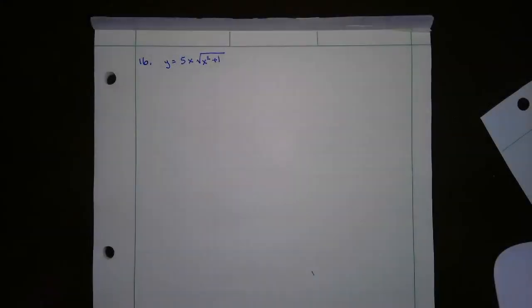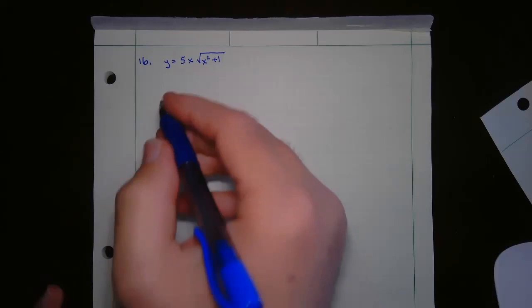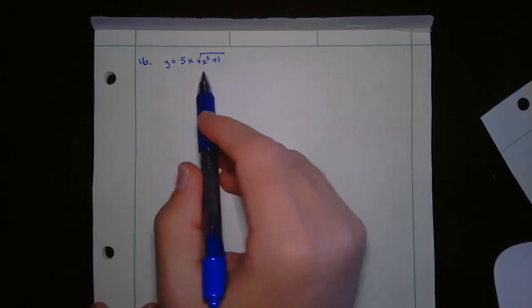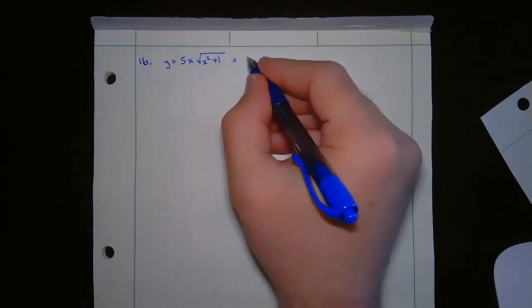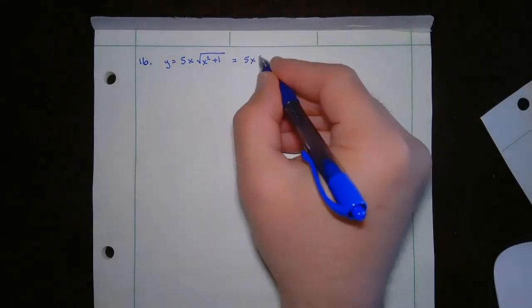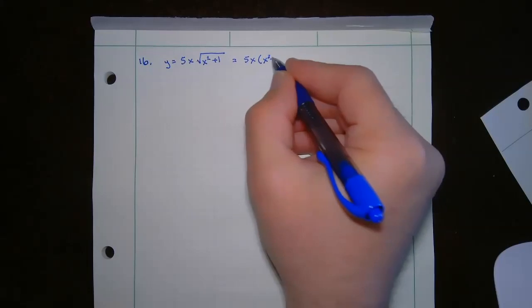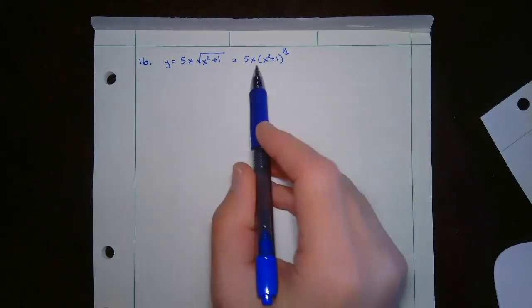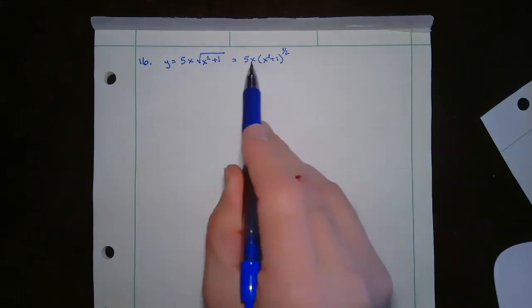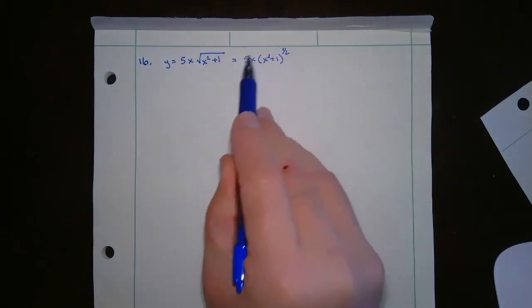So for 16, they're giving you y is equal to 5x times the square root of x squared plus 1, and they want you to find dy over dx at x equals 3. The best way to do this is to rewrite this as 5x times x squared plus 1 raised to the 1/2 power. So we have a product here, and we're going to want to use the product rule to find this derivative.